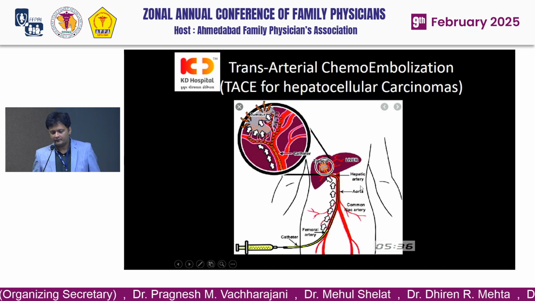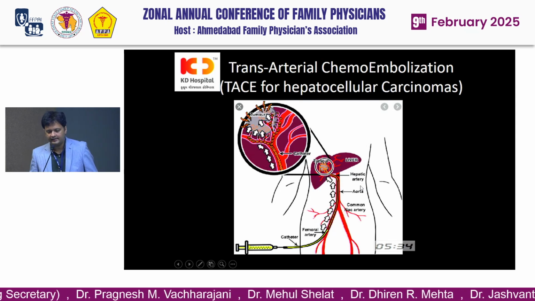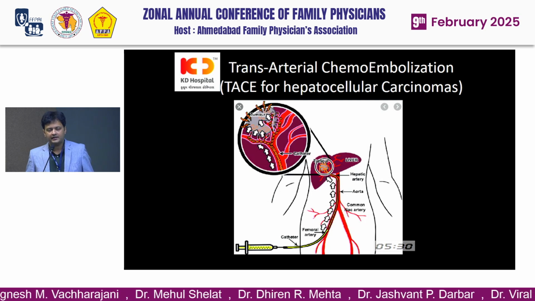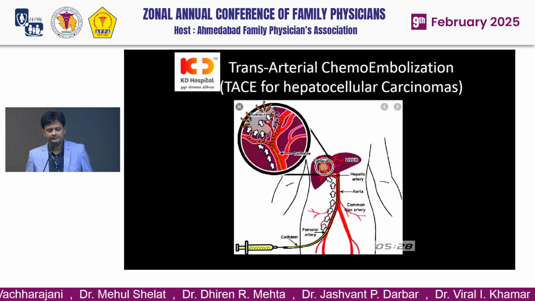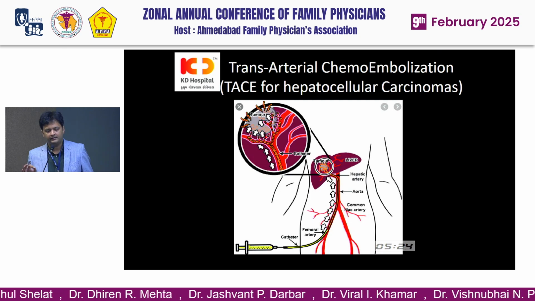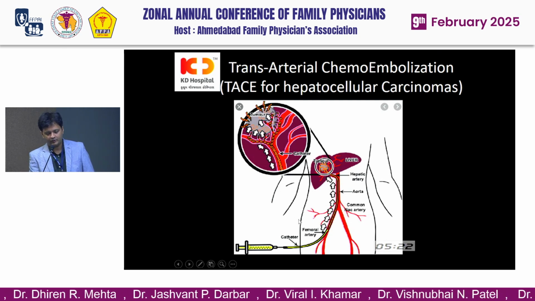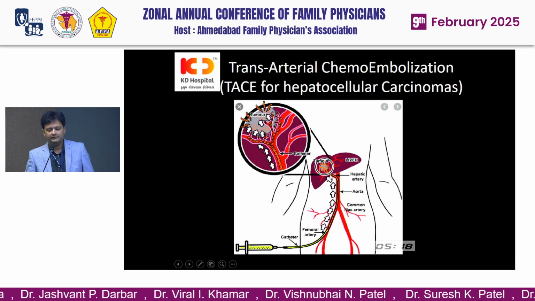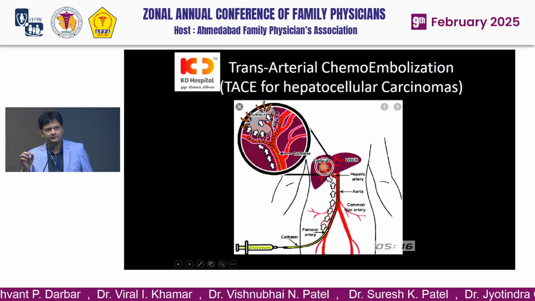So talking about vascular interventions, transarterial chemoembolization. This is a widely accepted technique in hepatocellular carcinomas which are non-operable. It is the best palliative treatment available. This is a form of targeted chemotherapy. Here we puncture the femoral artery and go directly into the hepatic artery through the celiac trunk, and particularly into the arteries which are supplying the tumor.